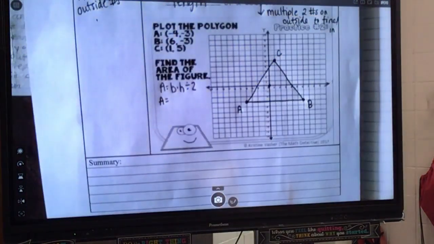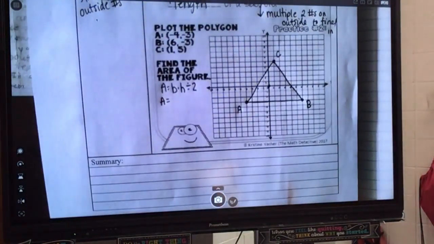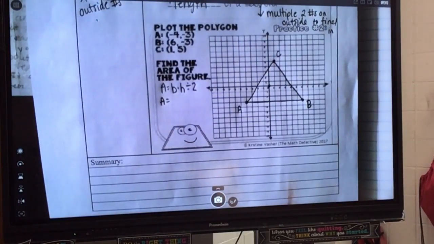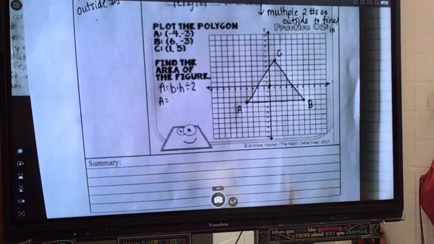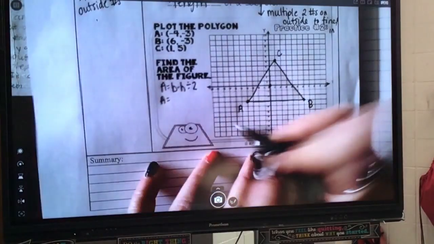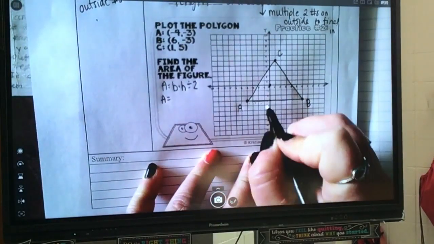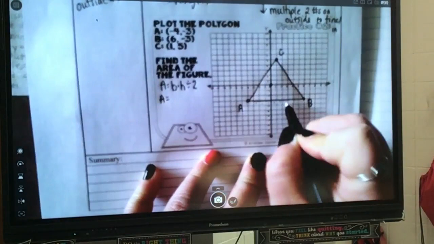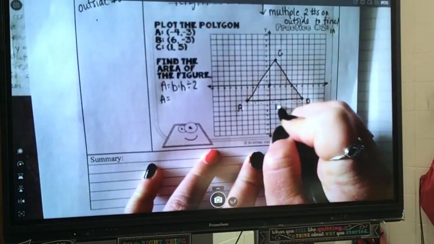Noah. Yes. So area equals base times height divided by 2. Alright, so what is our base? Well, this is where it gets a little bit tricky because we have to count these boxes, which sometimes is really easy and sometimes is really hard, but you have to be careful. So we have 1, 2, 3, 4, 5, 6, 7, 8, 9, 10. So my base is 10.